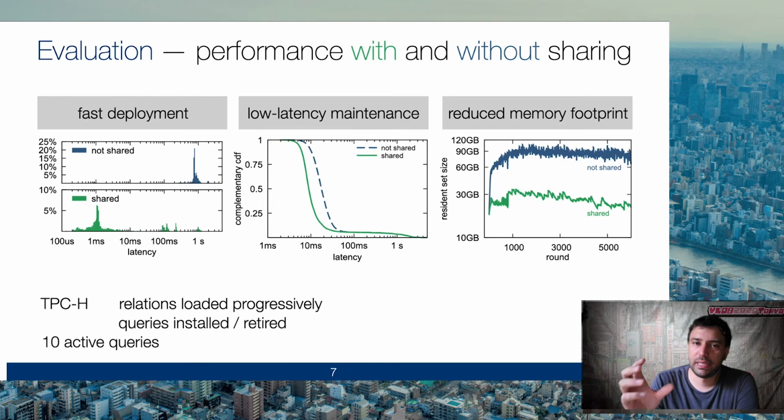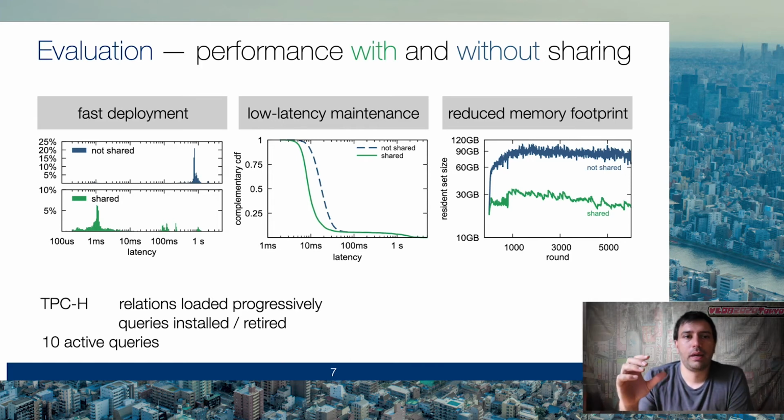Finally, we want to check that arrangements indeed reduce resource consumption. We do this by plotting the memory consumption of the system running with and without arrangements as new data comes in, and queries are installed and retired. Memory consumption is almost 3 times lower when we use shared arrangements. From these 3 plots, we can conclude that a system with shared arrangements uses significantly fewer resources, returns results more quickly, and updates these results with lower latency.